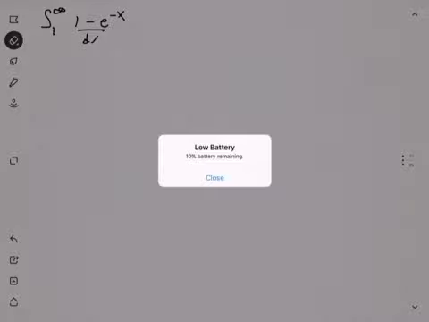Okay, let's take a look at this problem, and let's see if this integral from 1 to infinity of 1 minus e to the minus x over x dx converges.